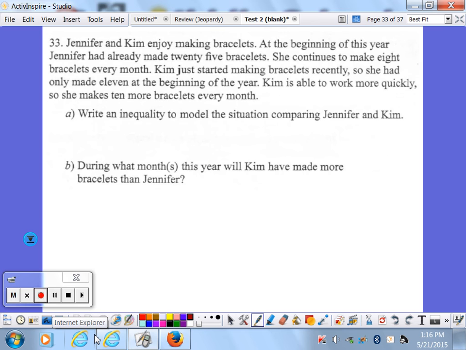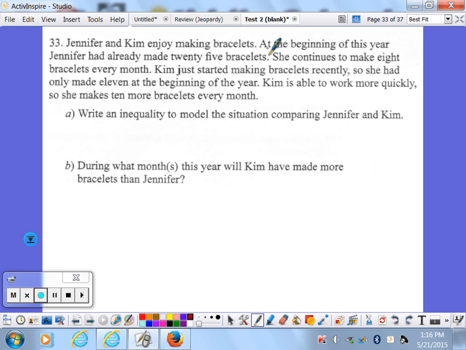33. Jennifer and Kim enjoy making bracelets. At the beginning of this year, Jennifer had already made 25 bracelets. She continues to make 8 bracelets every month. Kim just started making bracelets recently, so she had only made 11 at the beginning of the year. Kim is able to work more quickly, so she makes 10 more bracelets every month.